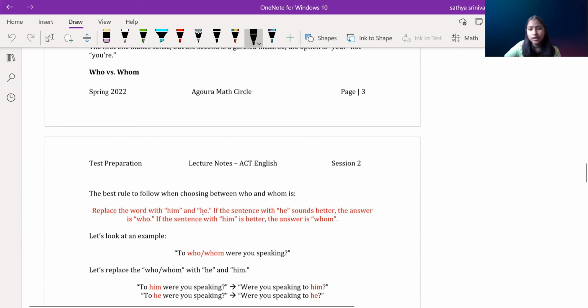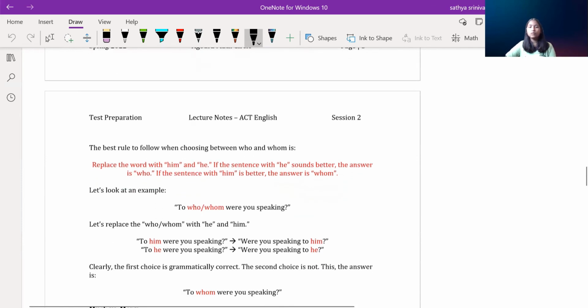So for example, to who or whom were you speaking? That's basically the one way you can check that, is to say, to him were you speaking, or to he were you speaking, right? And then you can reword it to say, were you speaking to he or were you speaking to him, right? So you can just reword the syntax of the question to this form and then check whether it makes sense, right?